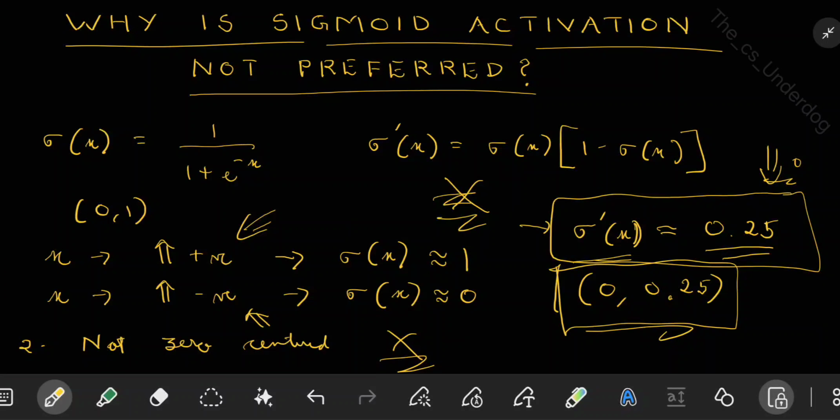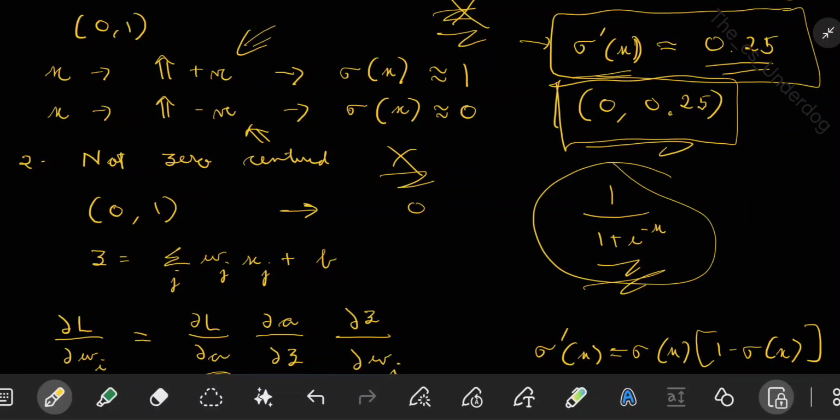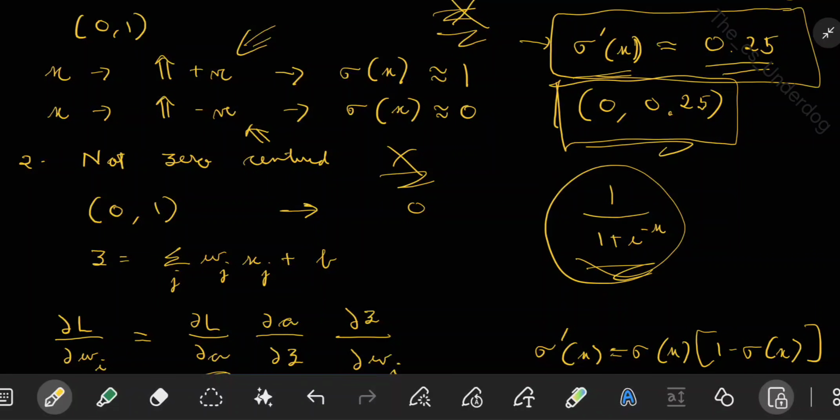One more problem you can mention is that it is computationally expensive. If you ask me whether 1 by 1 plus e power minus x is very expensive, you will understand when we learn about other activation functions, something like ReLU, that this is a costly operation. As of now it may not seem very expensive, and for modern computers this is not a very expensive operation, but compared to other activation functions like ReLU, this is a computationally expensive operation.